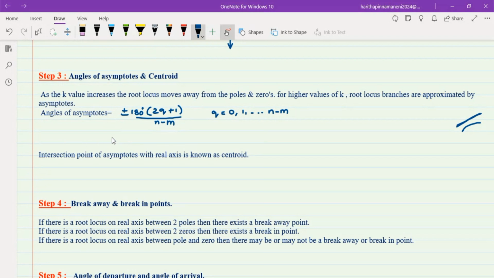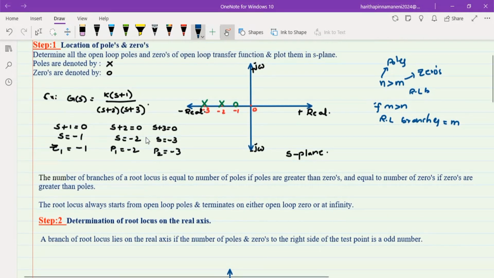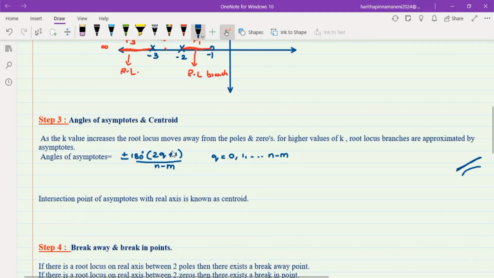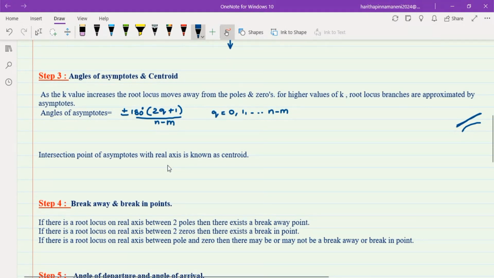And the number of asymptotes is always equal to the number of root locus branches going to infinity. See in this example, in step 1, how many root locus branches are going to infinity? We have 2 poles, but to terminate the root locus branch we have only 1 zero. So the pole at minus 2 will terminate at the zero, but the pole at minus 3 does not have any other zero to terminate, therefore this pole will terminate at infinity. So in this example the number of poles terminating at infinity is 1. So the number of asymptotes we require is 1. So like that you have to find the number of asymptotes. The number of asymptotes is always equal to the number of root locus branches which are terminating at infinity.